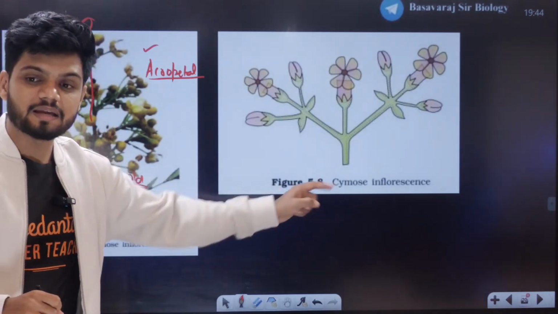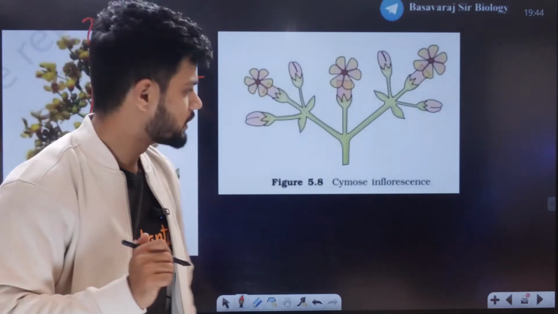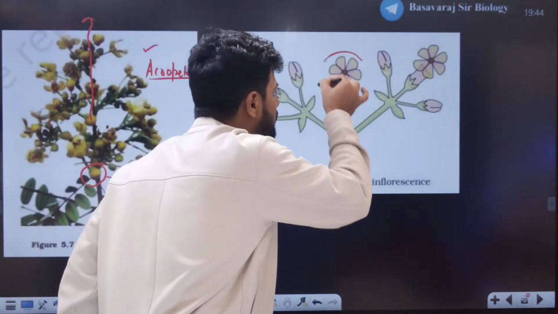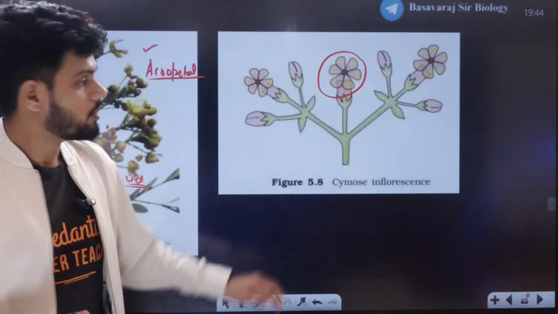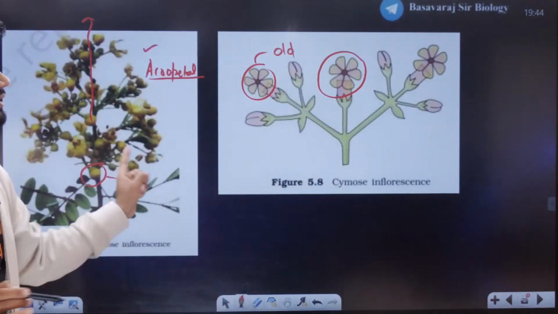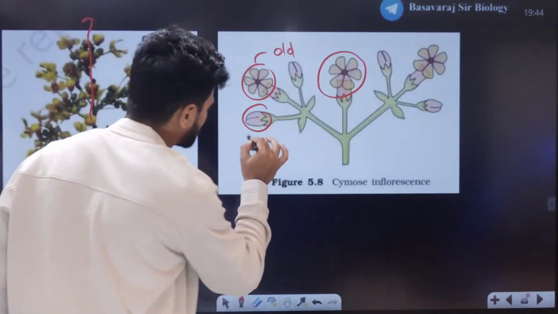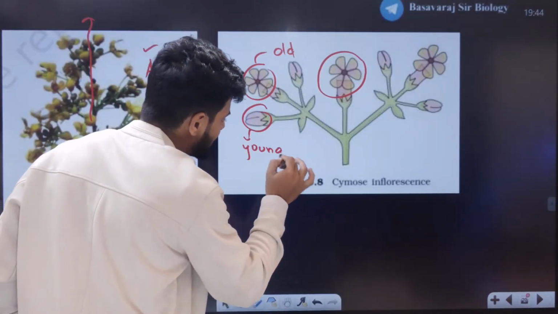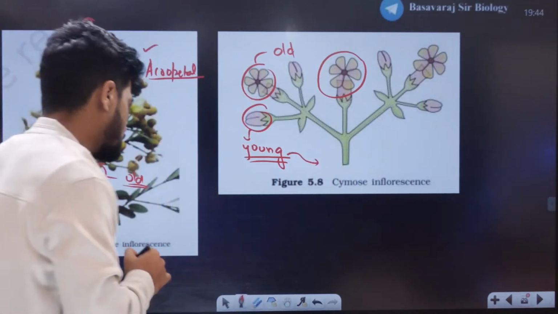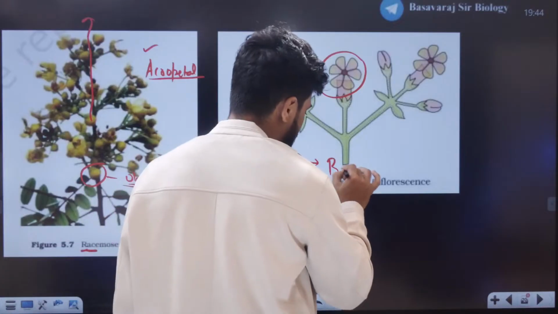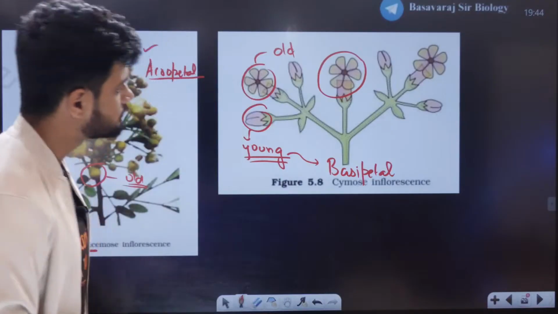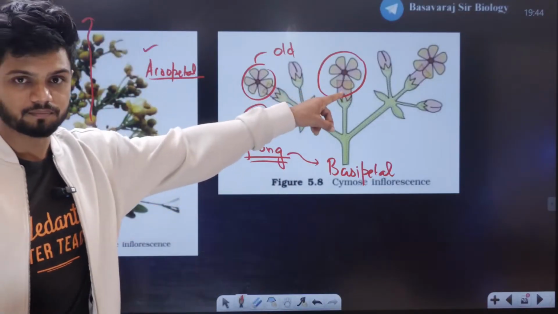At the same time, cymose inflorescence terminates with a flower. Can you see the flower? Old flowers at the top, basically reverse. Young flowers at the bottom. Such an arrangement is called basipetal arrangement, basipetal succession. It terminates with the flower. Very simple.